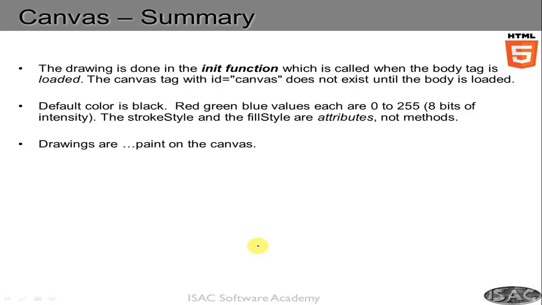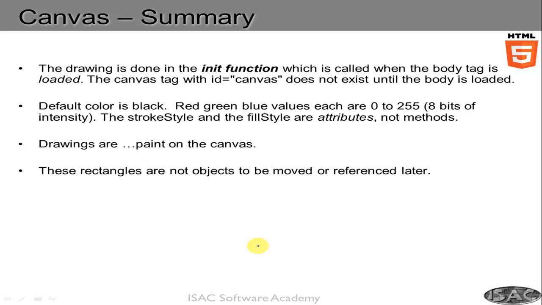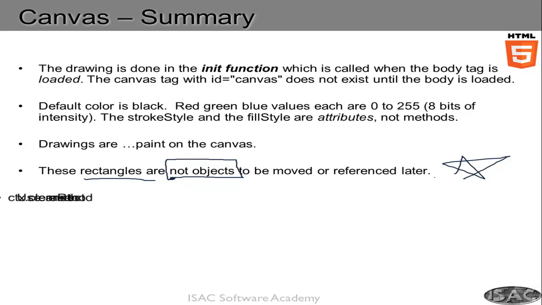Drawings are paint on the canvas. These rectangles are not objects. This is most important. Rectangles are not objects to be moved or referenced later. It is not like those rectangles are independent objects which you can move somewhere else or refer to later to do something. Once drawn, it is drawn. If you want to clear, that is the only way you can do it. You can use the context clear rectangle method to erase it.